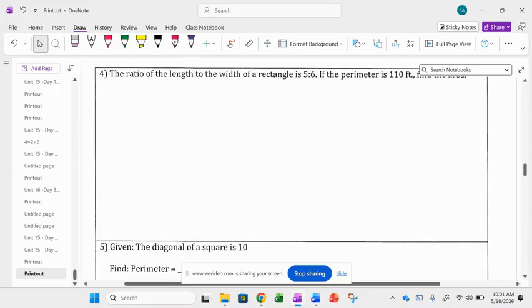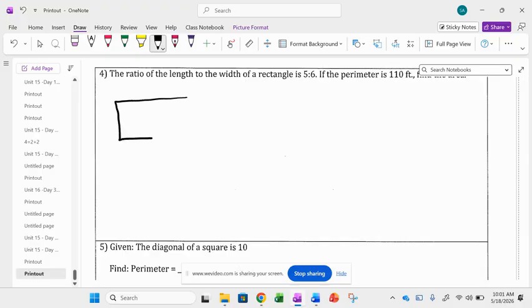Okay, the ratio of the length to the width of a rectangle is 5 to 6. So we talked about this in the beginning of the year. The minute I take numbers out of a ratio, does anybody remember what I have to put with it? Stella? An x, exactly. So I'm going to put 5x and 6x.